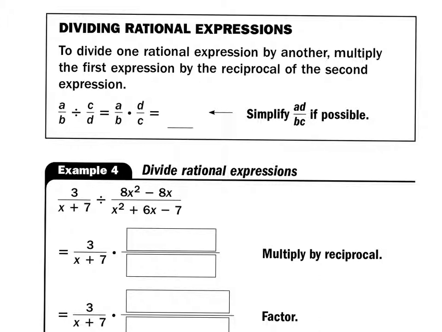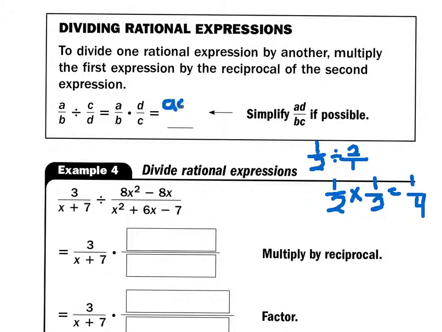Okay, dividing rational expressions. Do you remember how you learned to divide fractions? Let's say that you had 1/2 divided by 2. We had you make that into a fraction, and then we told you to flip the second one and multiply. We're going to do the same thing with rational expressions. So we can just flip it over and multiply. So we'll have AD over BC, and simplify it if it's possible.